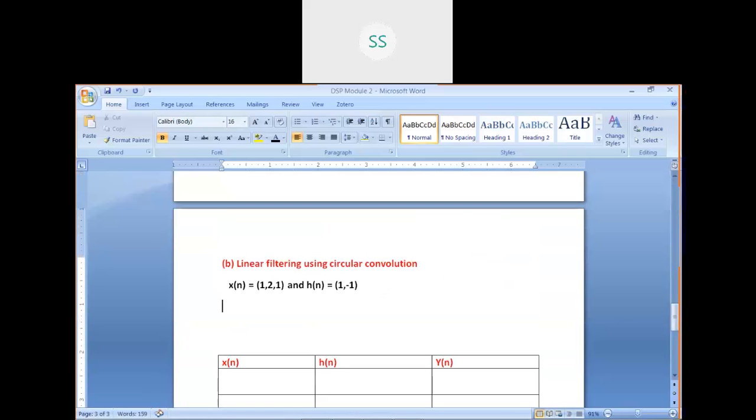I hope you understand what x of n and h of n are. x of n is the input to the filtering operation, h of n is the impulse response of the particular filter. And y of n is the output sequence, the output of the filtering operation.